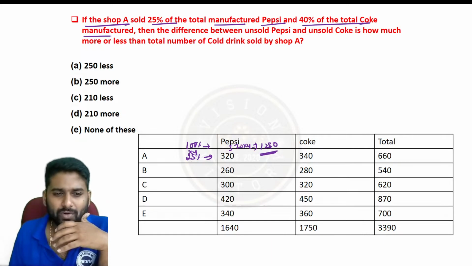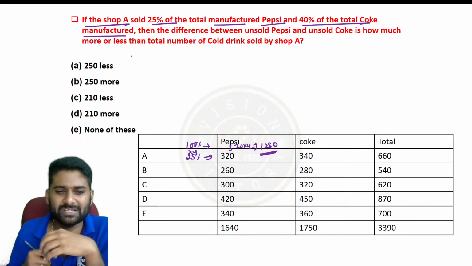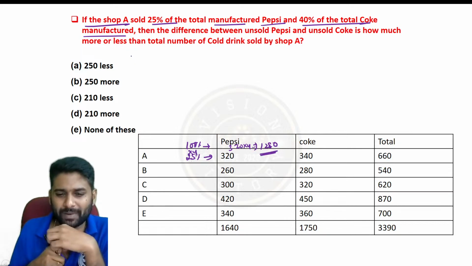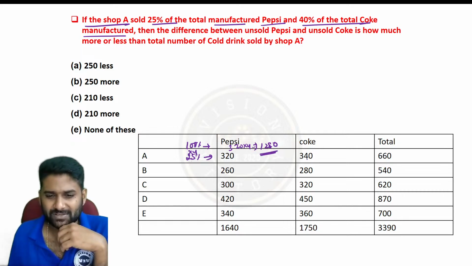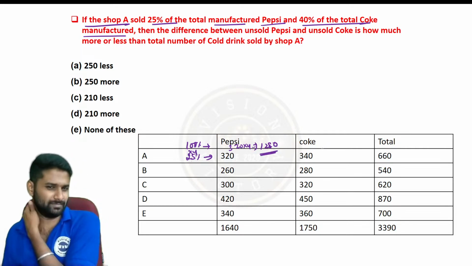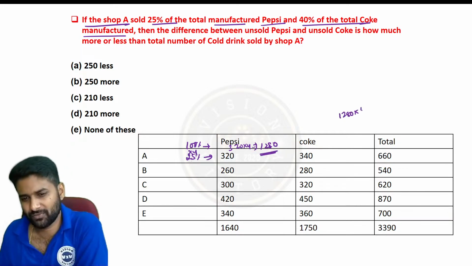40% of total Coke is manufactured. Then the difference between unsold Pepsi and unsold Coke is how much percentage more or less than the total cold drinks sold by Shop E. Now again see here the comparison, 40% and 40% of total Coke is manufactured. Now out of 1280, 40% is manufactured.